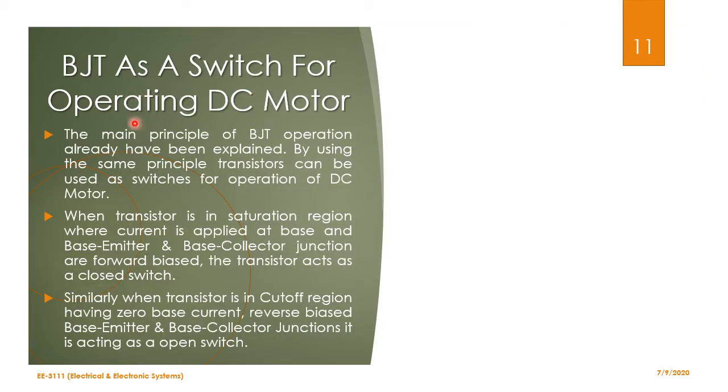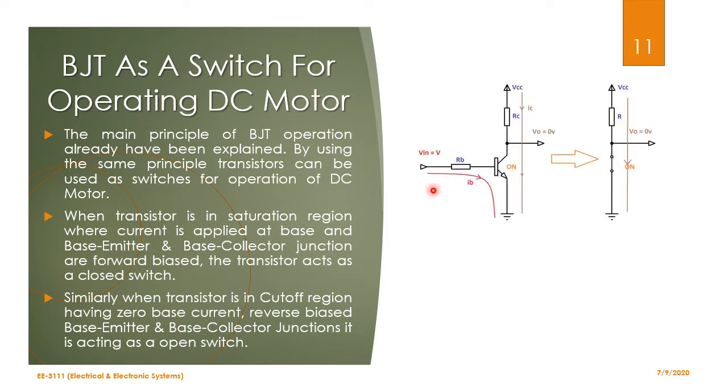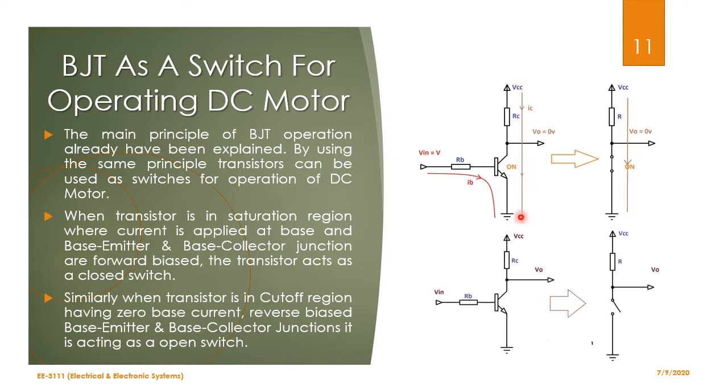BJT as a switch for operating DC motor. When voltage is applied from the base side, the base current will flow, making the transistor a closed switch. Then current will flow from the collector to the emitter region. While when the base current is absent, the transistor will act as an open switch and no current will flow through the transistor.